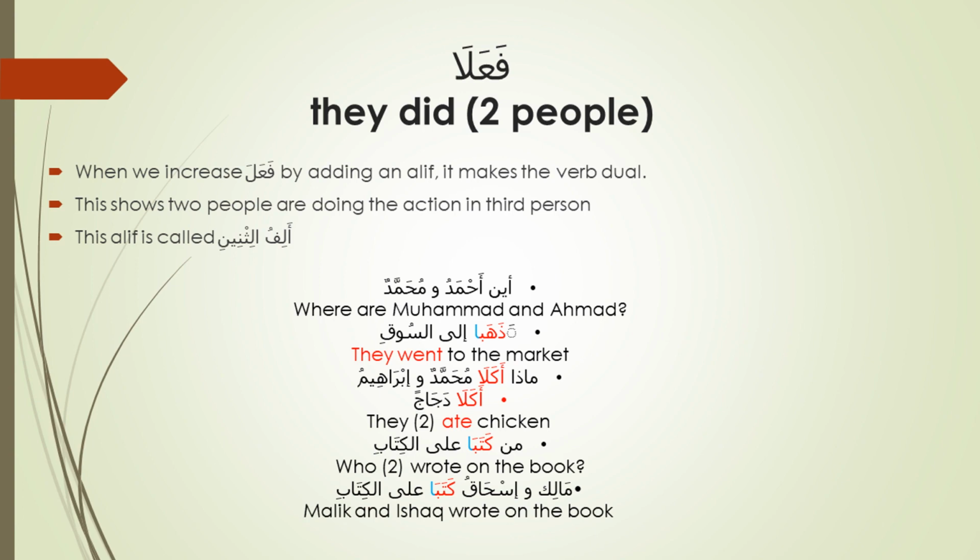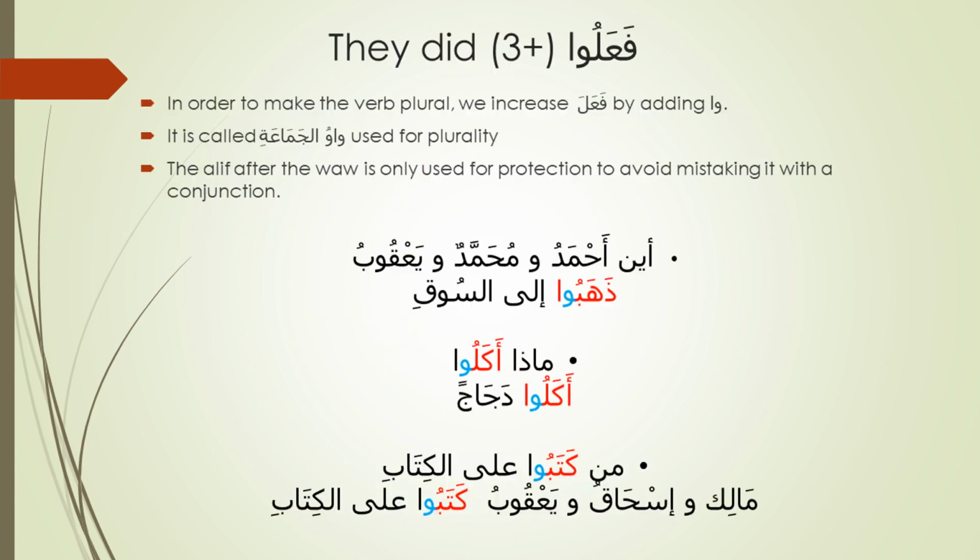Okay, so now we've done he, we've done they for two. Now we need to do the group. They again. But this time it's three or more. The last one was kataba. And every single one of these verbs are following the same pattern. Dhahaba, akala, kataba. Just by hearing, you don't need to read it. They all follow the same sound pattern. Okay? So now let's do the jam', which is the plural.